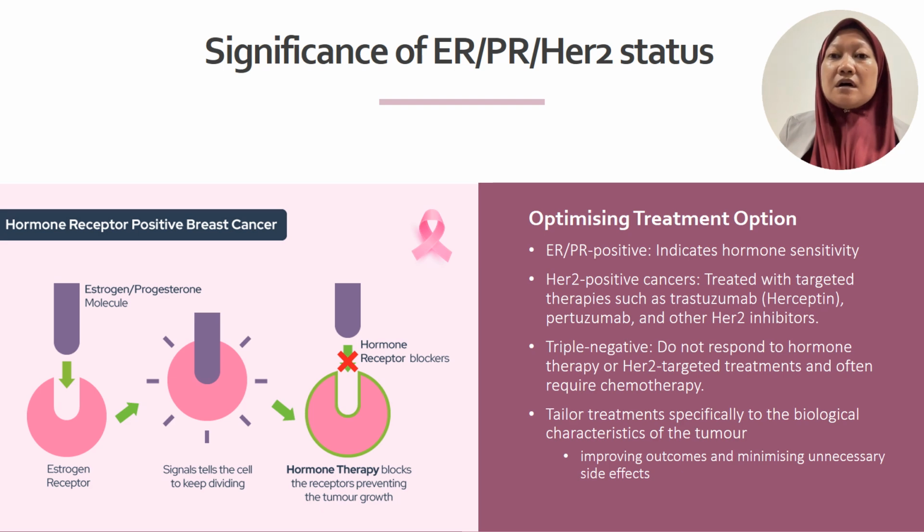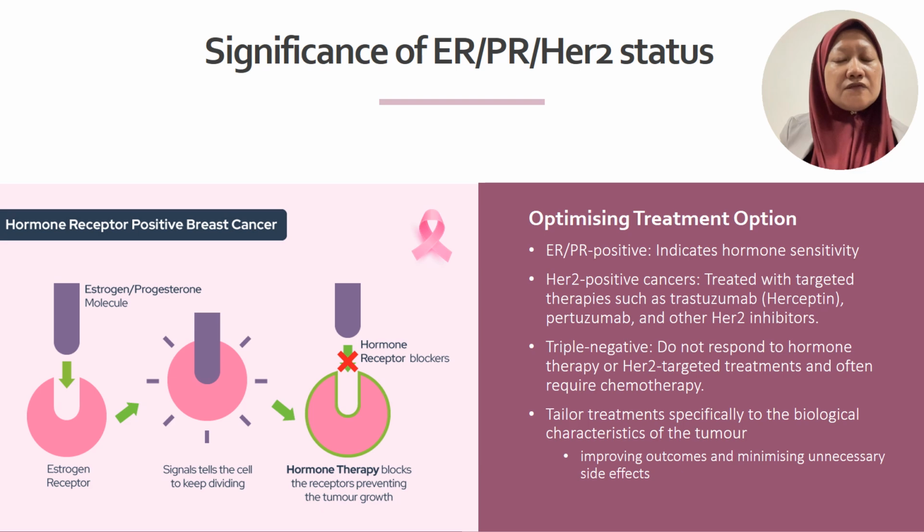Knowing the ER-PR status of a tumor is crucial for optimizing treatment options. It allows us to tailor therapies to the specific biological characteristics of the cancer. For example, on your left-hand side, it shows how ER-PR positive cancers are hormone sensitive, which means that they can be effectively treated with hormone therapies that block the receptors, preventing tumor growth.